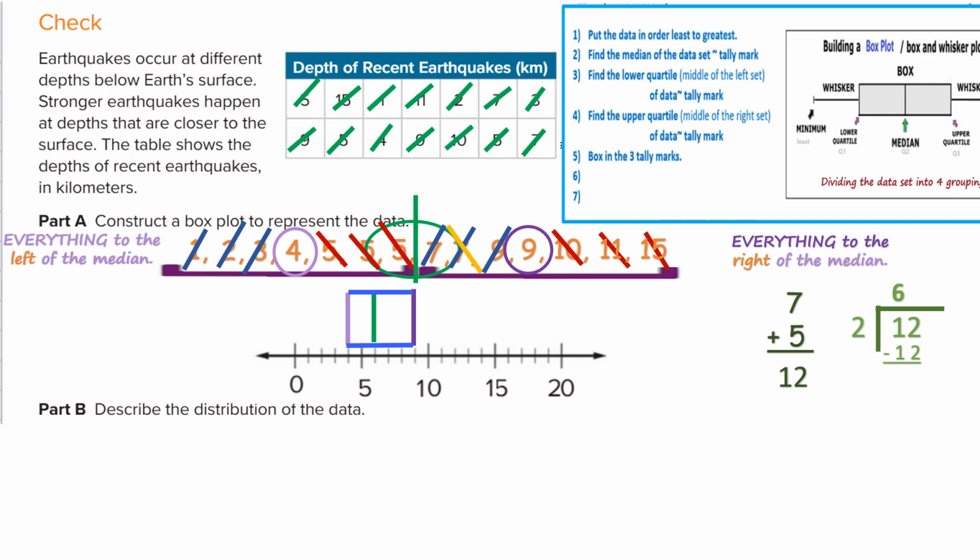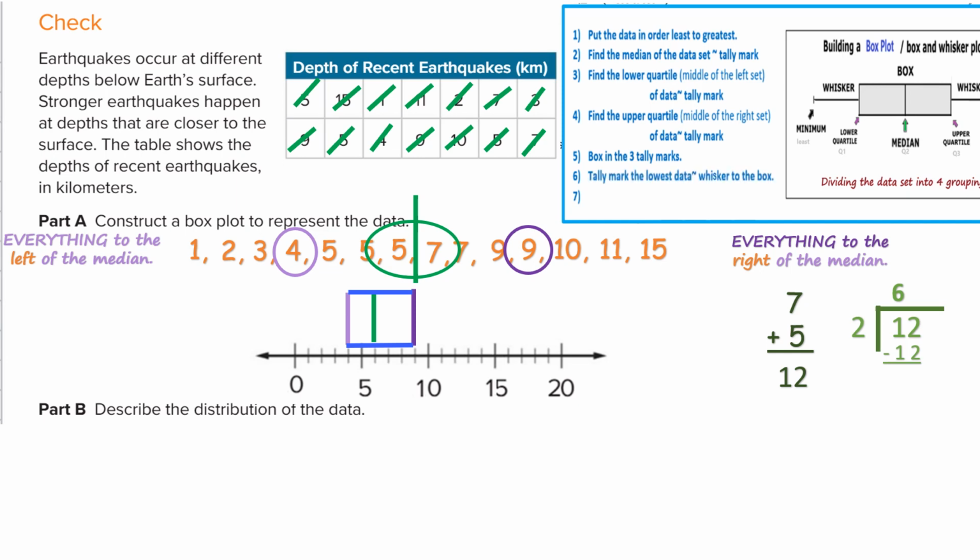All right, so then as we're going through, now I have to be able to find my lowest number and my highest number. So step 6 is showing what is the lowest number. Well, the lowest number in my data set is 1. So I'm going to make a tally mark above where the 1 would be and then connect it to the box. Now I want to find my other whisker, which is going to be the highest number. And in this case, it is 15. I make a tally mark above the 15 and I connect it to the box.